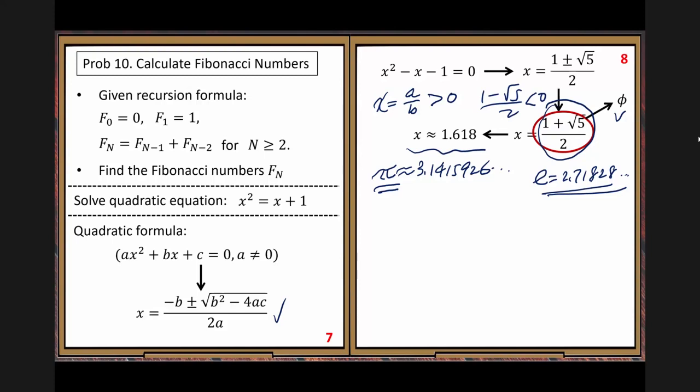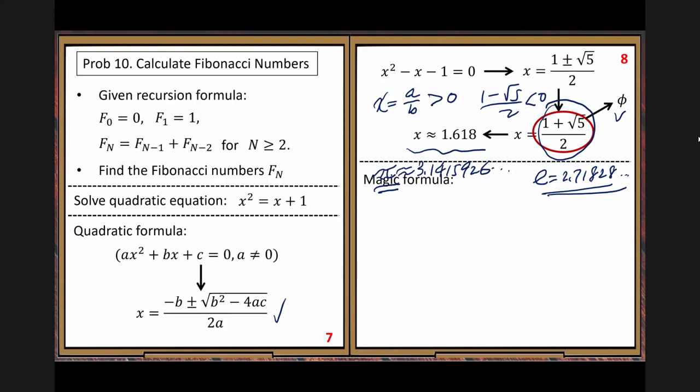So that's a little bit of history and the derivation of this special golden ratio number. In order to derive the Fibonacci formula, we need this golden ratio number, phi.